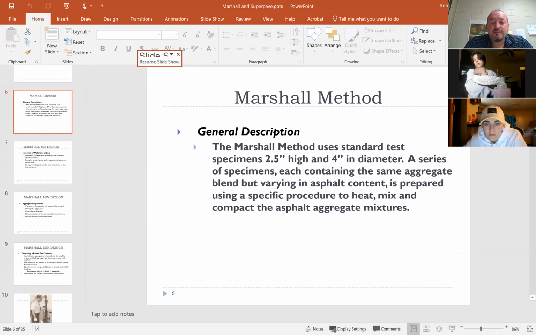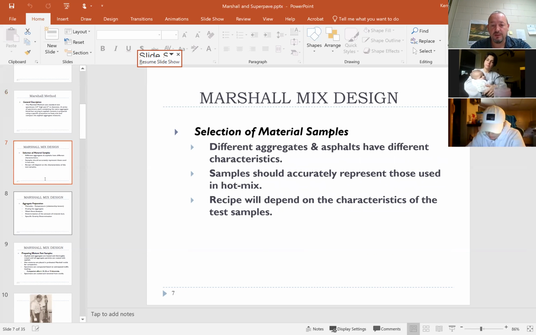All right. So this tells you about the specimen. Again, 4 inches in diameter, 2.5 inches high. And what we're going to do is vary the amount of asphalt content. We're going to produce about 5 different specimens based on the varying asphalt contents, and then we're going to go through the test just like we talked about. We're going to talk about the Marshall stability and flow, and then we'll do the voids analysis, and we'll be able to plot our results and choose the optimum asphalt content.